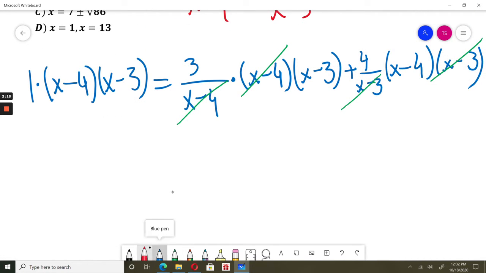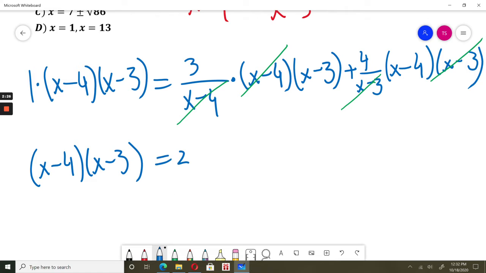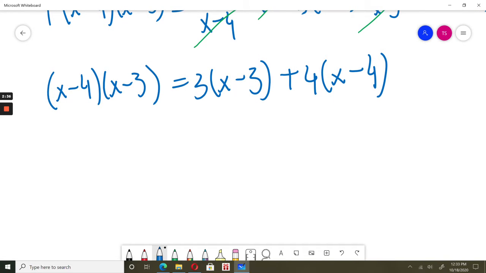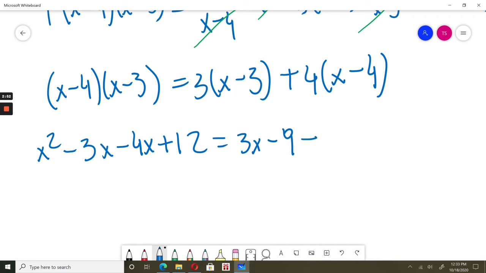So very slowly I'll write what we have. This will be just x minus 4 times x minus 3, equal to 3 times x minus 3, plus 4 times x minus 4. At this moment I'll multiply it out, the FOIL method. x times x is x squared, minus 3x minus 4x, minus 3 times minus 4 is plus 12, and this will equal 3x minus 9 plus 4x minus 16.